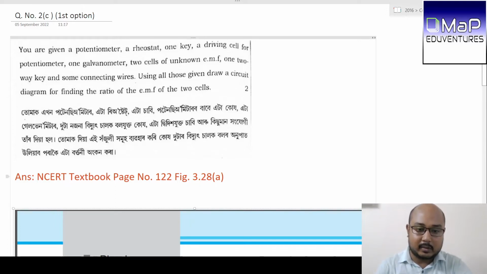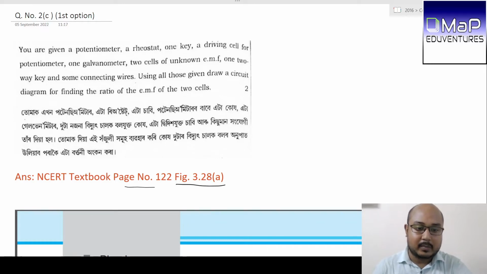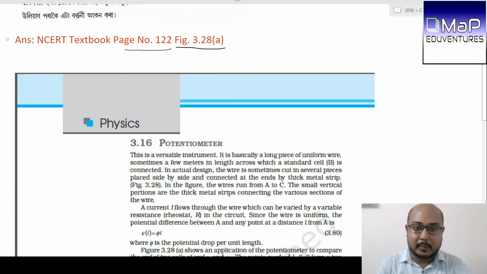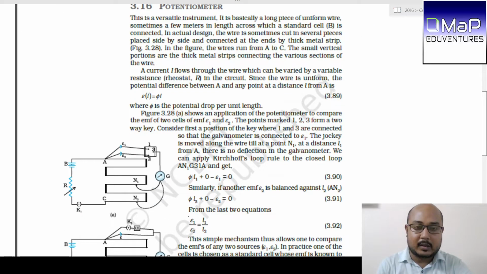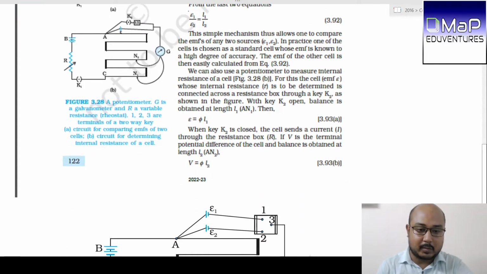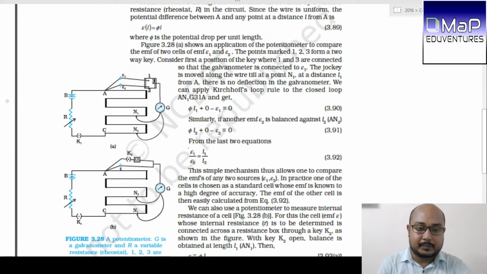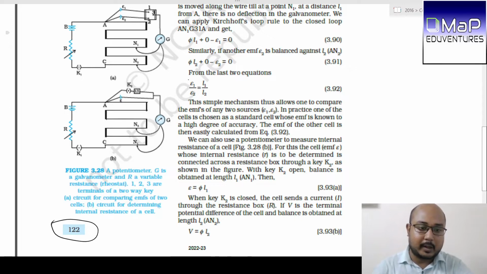I have already written this. It is available as figure 3.28a on page number 122. I have kept a screenshot of page number 122, which has the information on the potentiometer. In page number 122 we have 2 diagrams on potentiometer. The first diagram is for comparison of EMF, and I have given an enlarged view of it. The second arrangement is for calculating or determining the internal resistance.